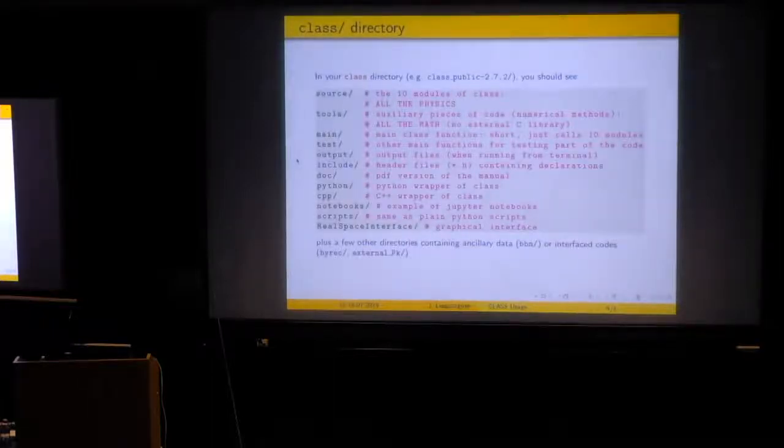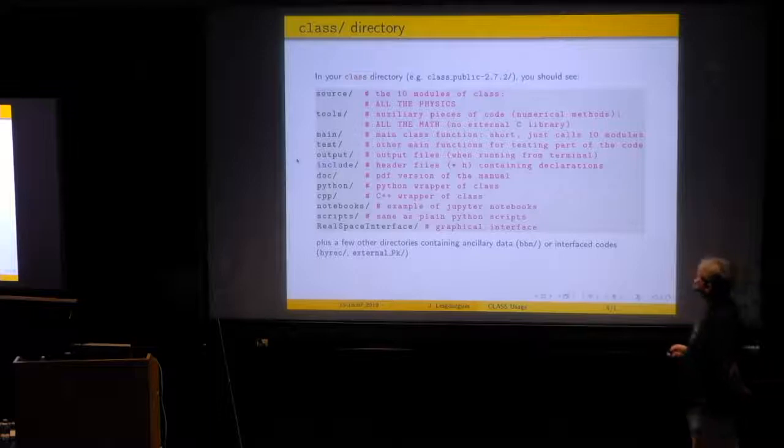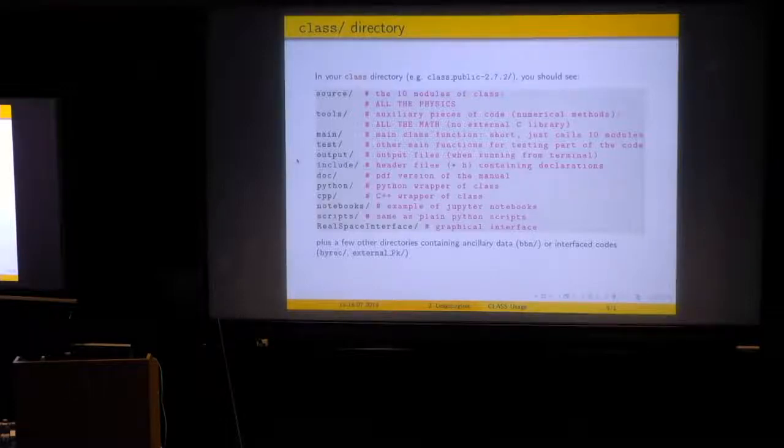So next, I suggest that you have a look in your CLASS directory. If you downloaded it from Git, it's probably called class_public-2.7.2. This is the current version. And inside there, you should see at least these directories.